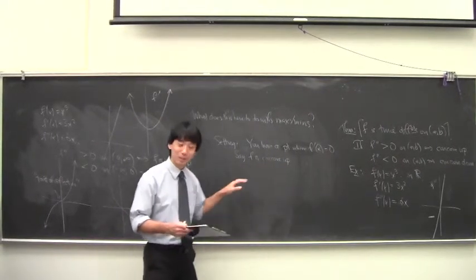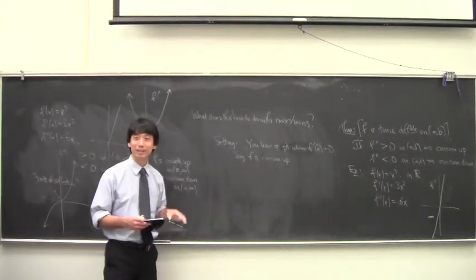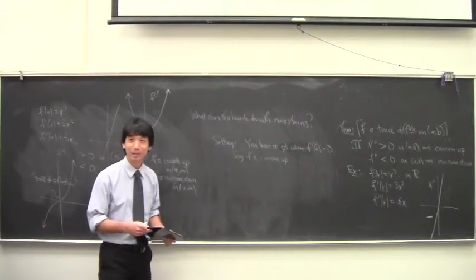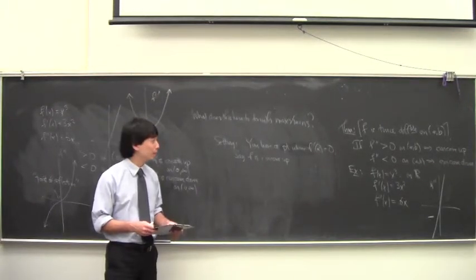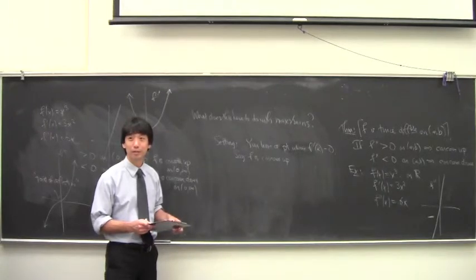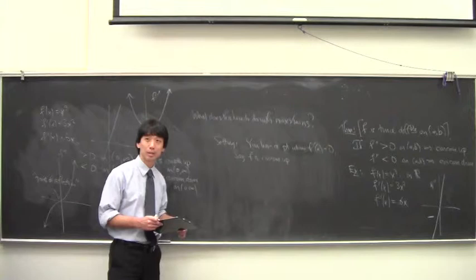Say it one more time. So if you know that f prime is 0 on concave up, you know that it's a local min. Why? Because the derivative is increasing, so that's coming from negative to positive.